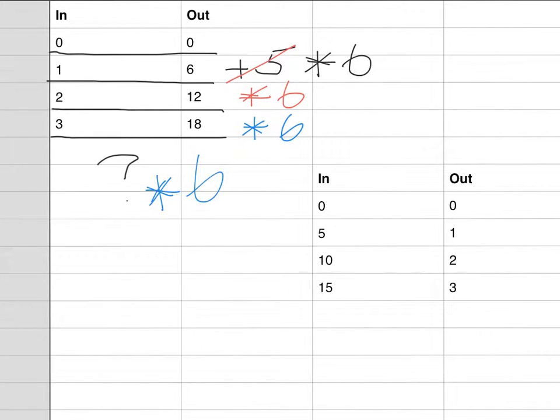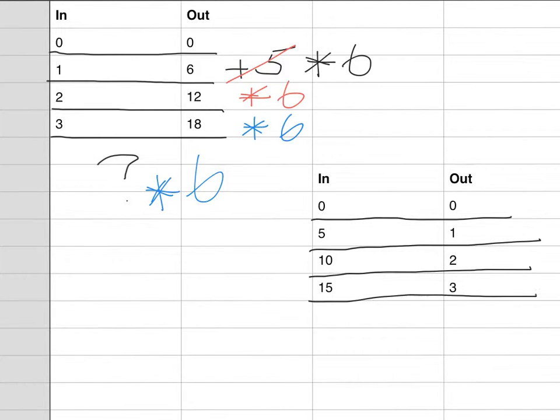Let's take a look at this next problem. Starts the same way, in 0, out 0, in 5, out 1, in 10, out 2, in 15, out 3. So my numbers are getting smaller, so I've got to think subtraction maybe even division. So take a second and think about this one.